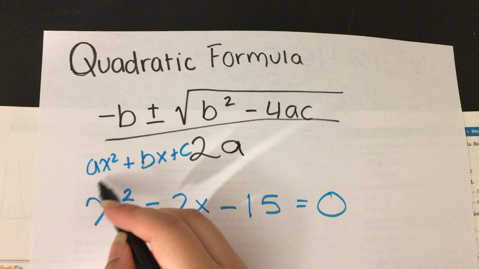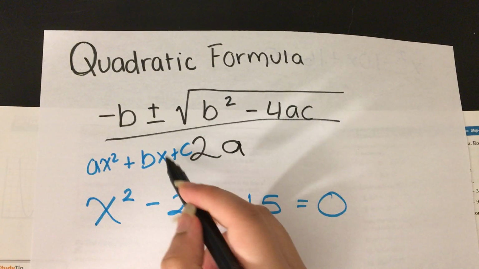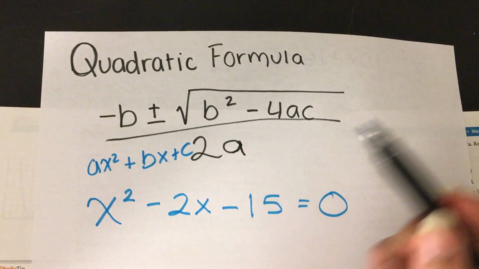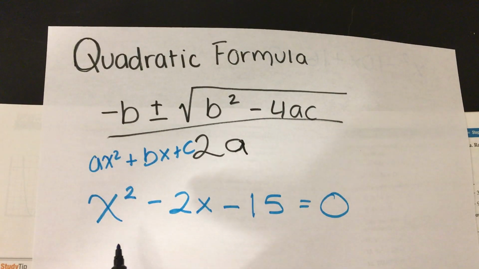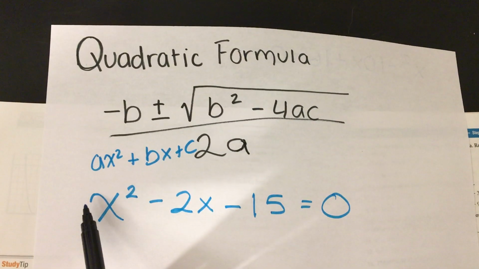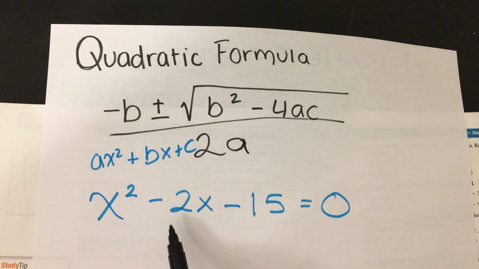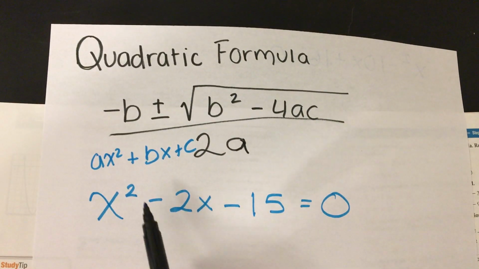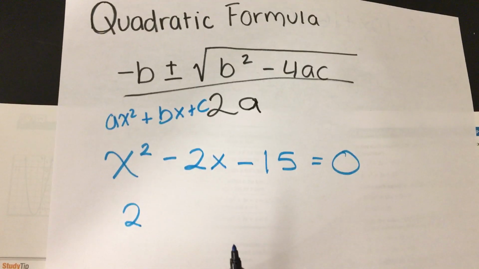And basically, whatever numbers are in front of a, b, or c, you substitute in here. So for example, let's take this equation: x squared minus 2x minus 15 equals 0. So let's start. Negative b, so b is negative 2. So negative b would be positive 2. So that would be 2.